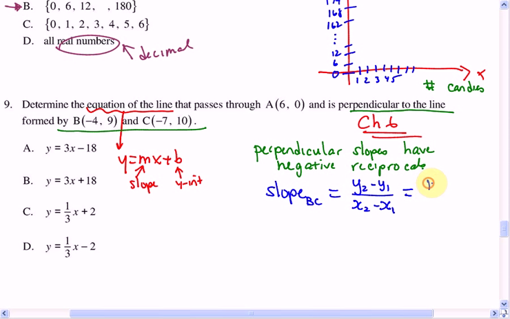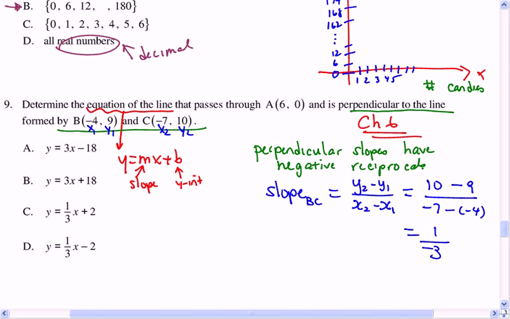There you go. 10, take away 9. Negative 7, take away negative 4. Be careful with the negative there. By the way, if I was rushing, this is what I was doing. 10 minus 9 is 1. Negative 7, take away negative 4 is negative 3. So your slope is negative 1 over 3.